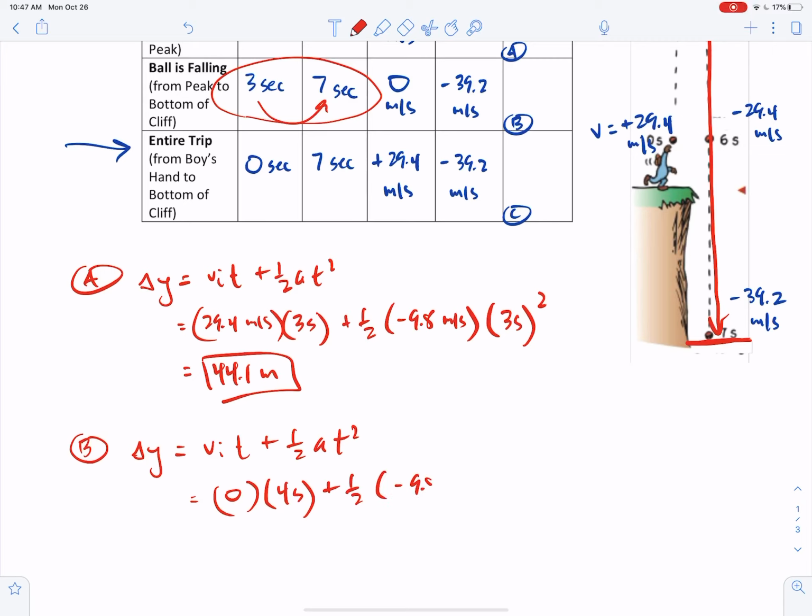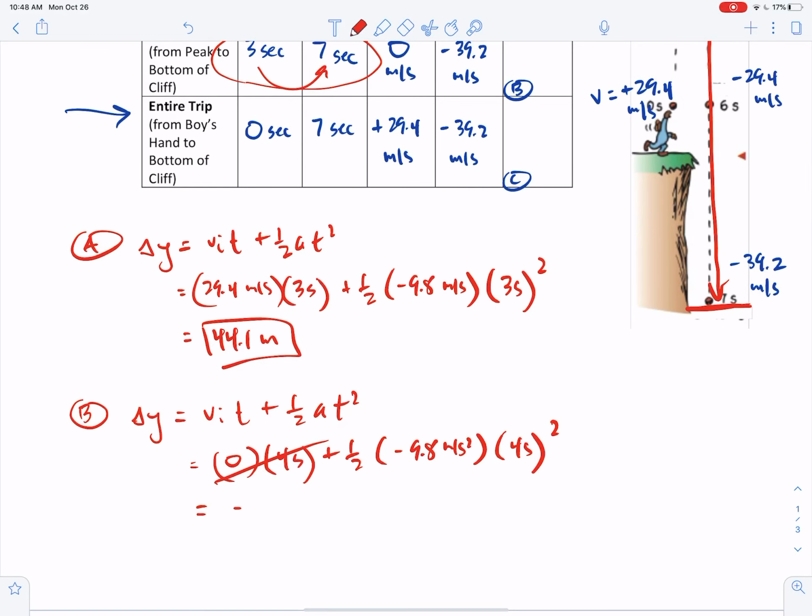Half the acceleration. And again, a 4-second fall, squaring that. So this obviously goes away, and I'm going to get negative 78.4 meters. Negative because it's falling, right? It's moving down. Its displacement is in the negative direction.